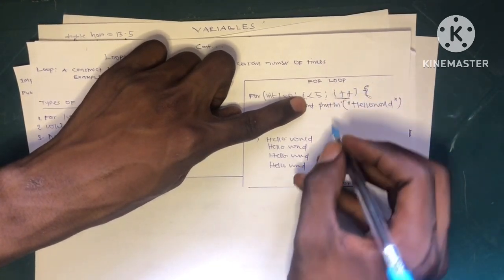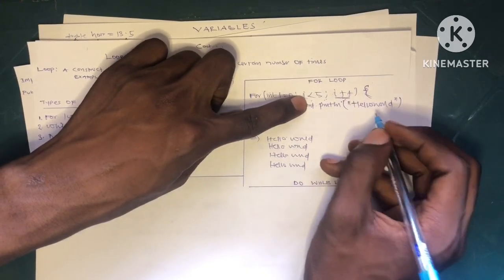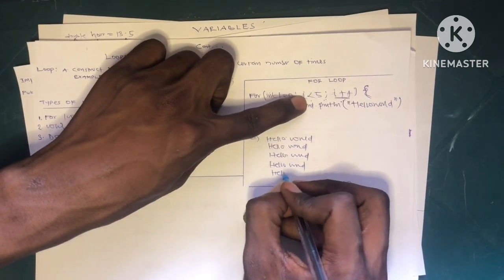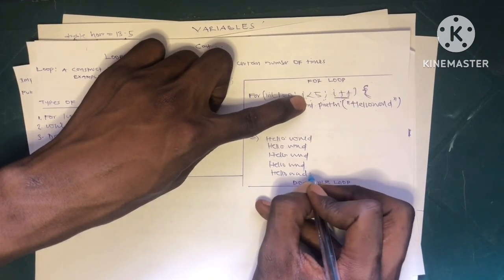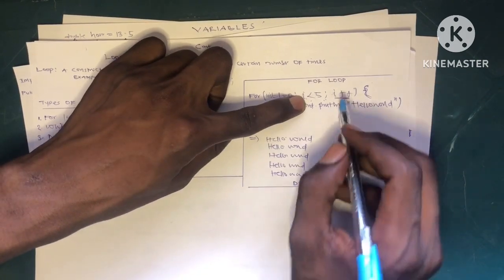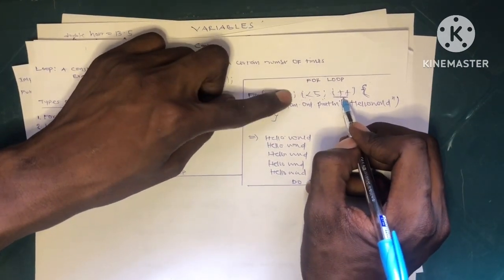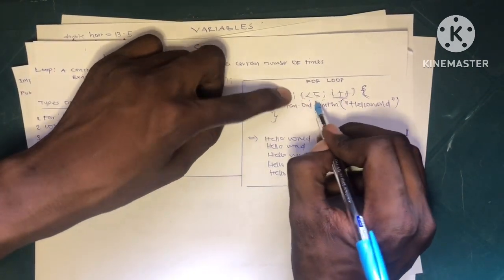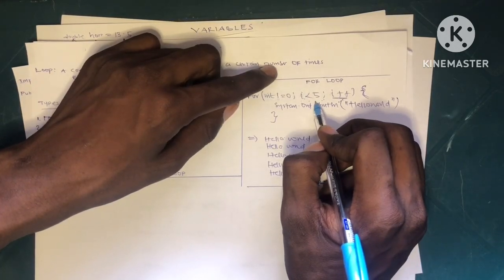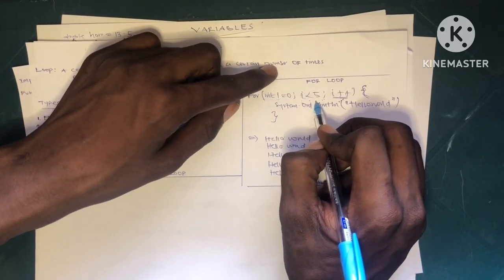Then it will come and say, is 4 less than 5? Yes, 4 is less than 5. Print hello world. Then it will come and add 1 to 4, and now I is 5. Now, is 5 less than 5? No, my friends, 5 is not less than 5. 5 is equal to 5.